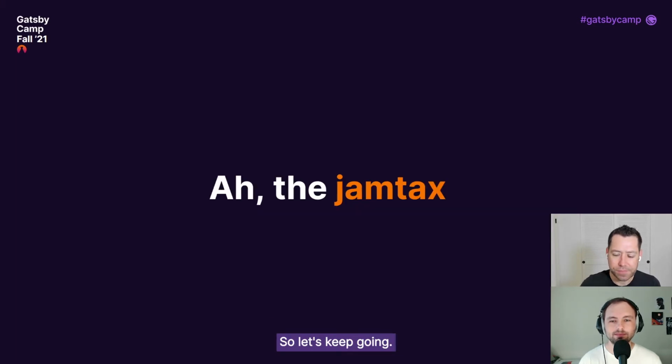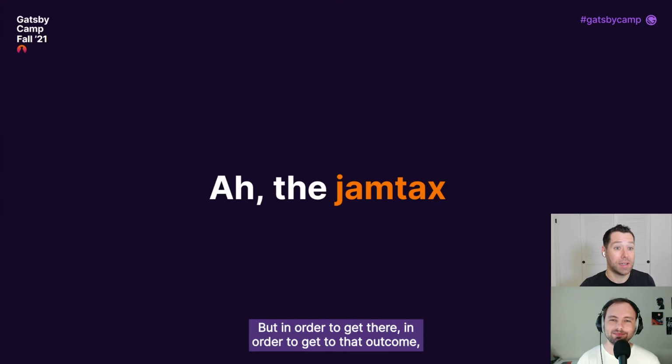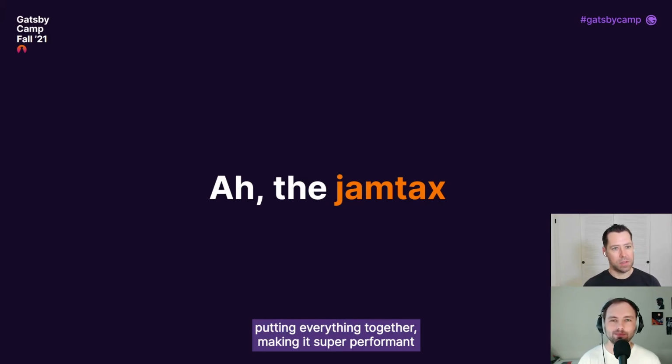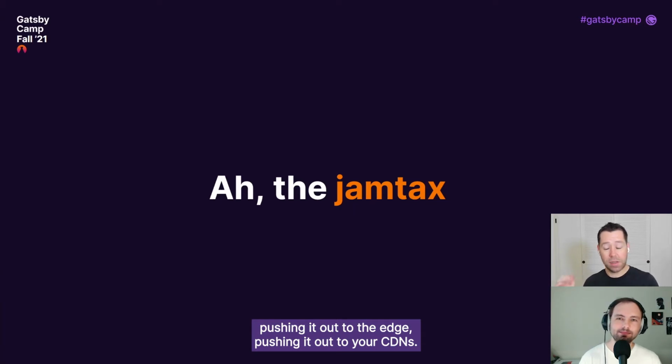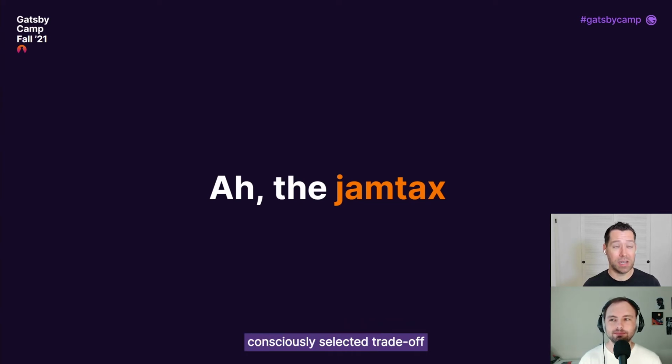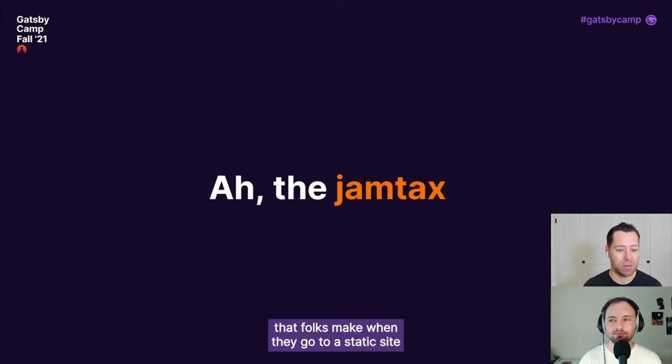So let's keep going. But in order to get to that outcome, there's something I like to refer to as the Jam tax. There's this upfront build time that you spend putting everything together, making it super performant, pushing it out to the edge, pushing it out to your CDNs. And that's the trade-off. That's the very consciously selected trade-off that folks make when they go to a static site or use a Jamstack site.